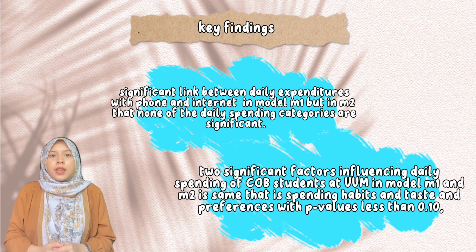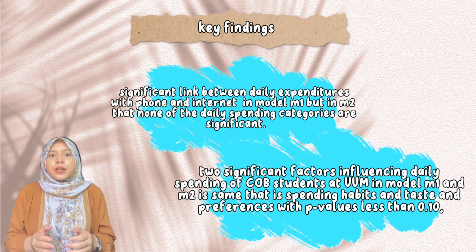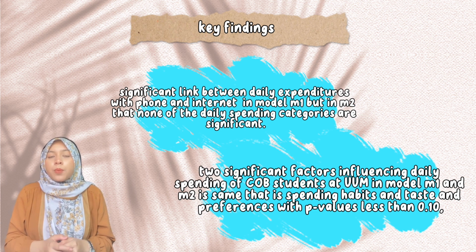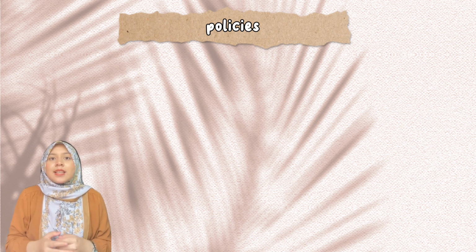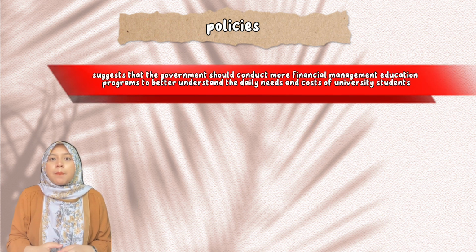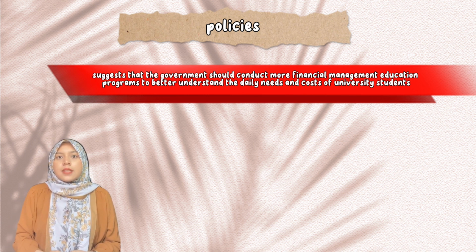Next, the two significant factors that influence daily spending of COB students at UUM in model M1 and model M2 are the same, that is spending habit and taste and preference, with p-values less than 0.10. This paper's findings can be used by the government to implement policy. The study suggests that the government should conduct more financial management education programs to better understand the daily needs and costs of university students, especially those without stable income.